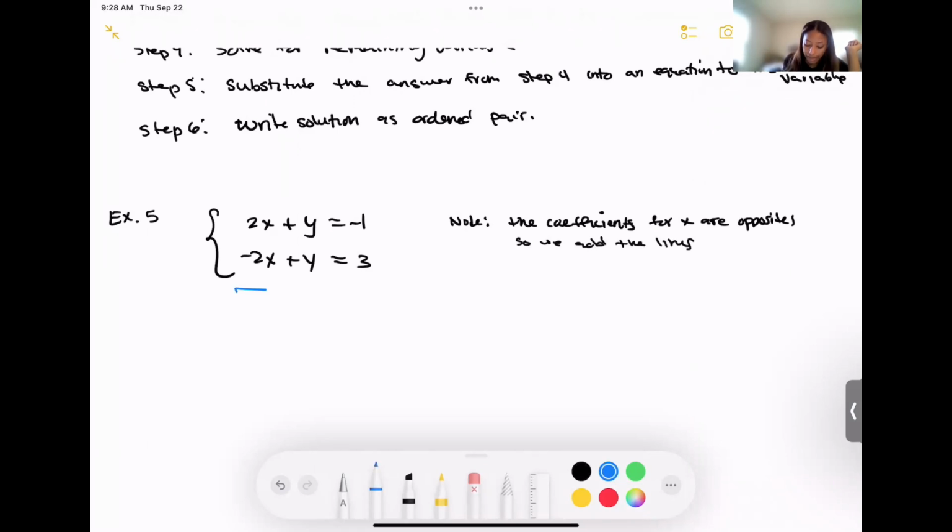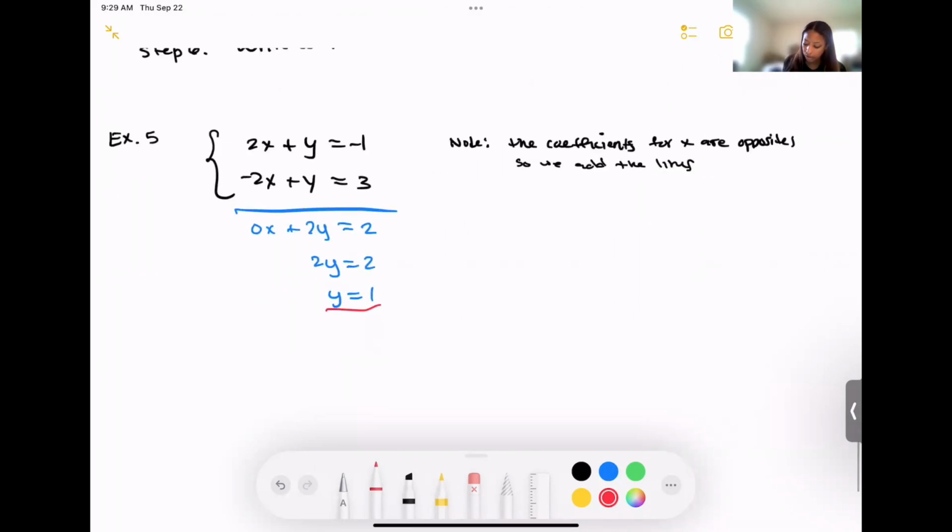All right, if we add these 2 lines together, we add the x's: 2x plus -2x is 0x. And then y plus y is 2y. And -1 plus 3 is 2. So we end up with 2y equals 2, which gives us y equals 1. Yay! We have one part of our ordered pair.